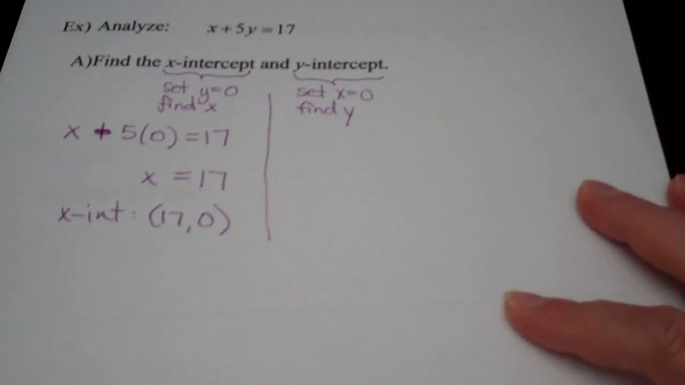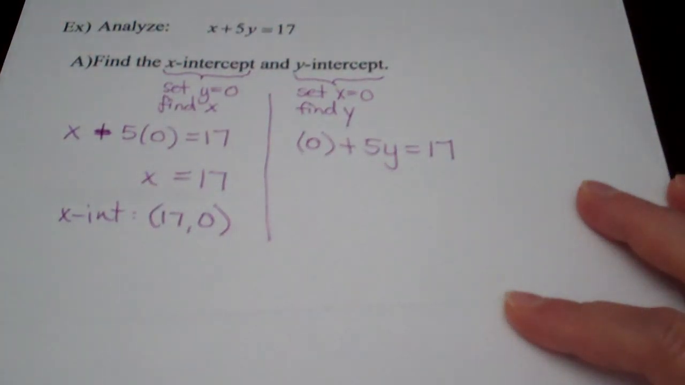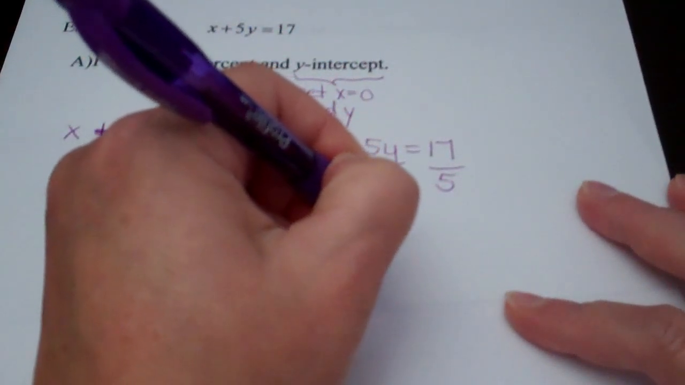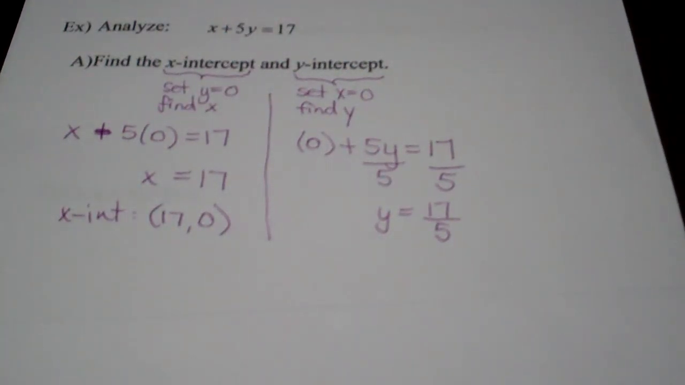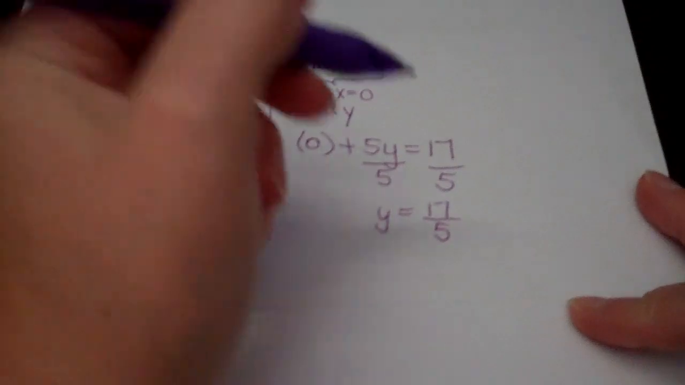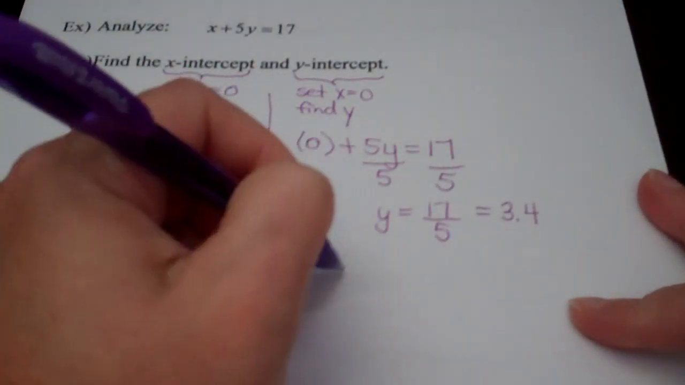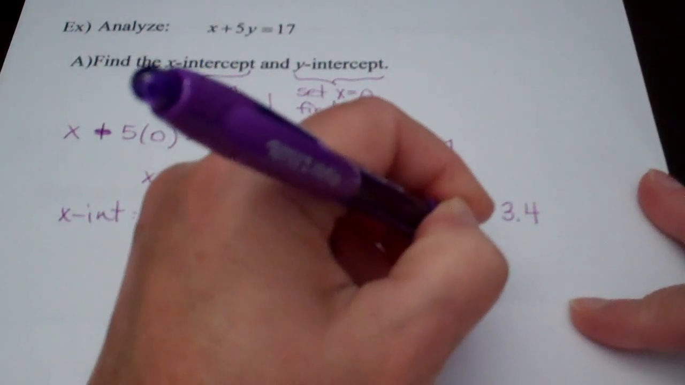Okay, and then the y-intercept would be the opposite of that. So now we're going to make the x 0. So we have 5y equals 17. We can divide both sides by 5. Okay, and we want to write that as a point as well. Now you're welcome to either leave this as a fraction, or if you'd rather write it as a decimal, I think this goes in 3 times, it ends up coming out to 3.4. Okay, so our y-intercept would be the point (0, 3.4).